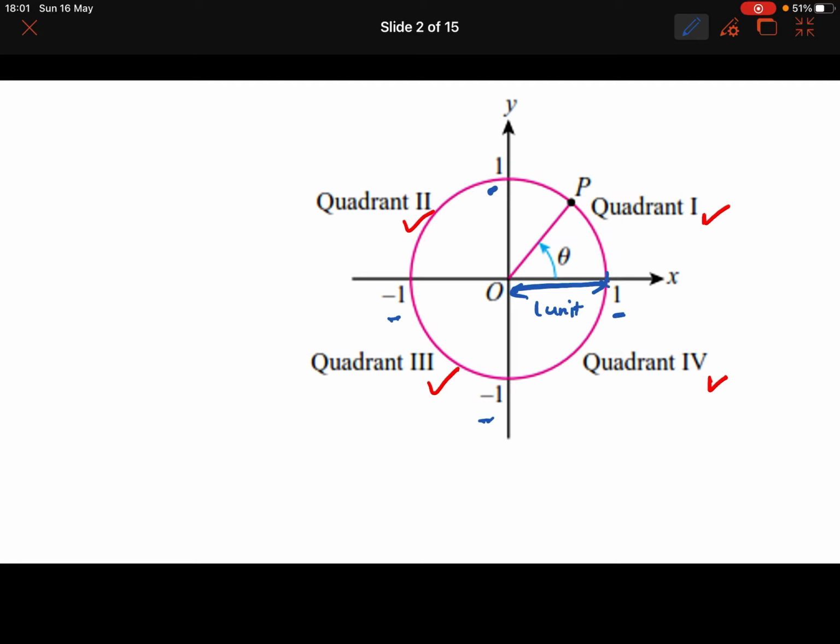y axis. Okay, it is given that P is a point that moves along the circumference of the unit circle, and theta here, theta is the angle formed by the radius of the unit circle OP from the positive x-axis in an anti-clockwise direction.